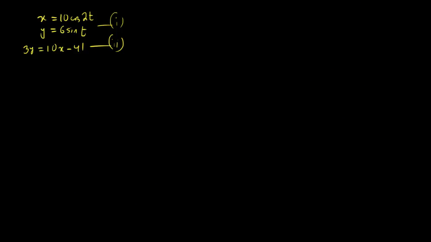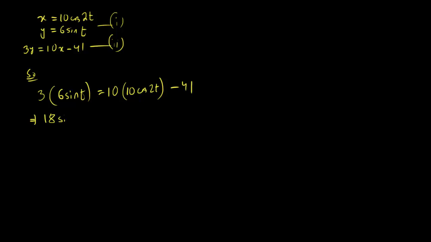So now what we have to do for solving an equation like that is we have to plug in the parametric version of x and y into the Cartesian version. So this is going to be 3, in case of y, let's put 6 sin t equals 10, in place of x, let's put 10 cos 2t minus 41. So this is the first step. Now let's simplify this. 6 3s are 18 sin t equals 10 tens 100.